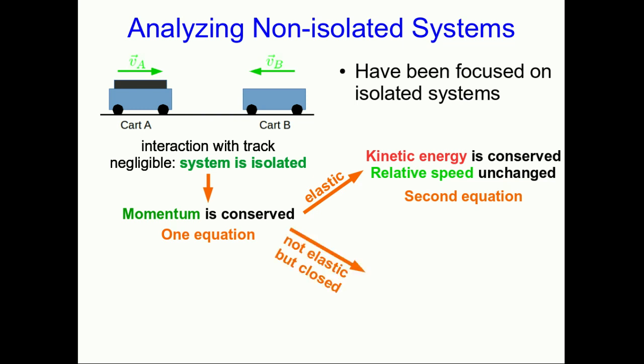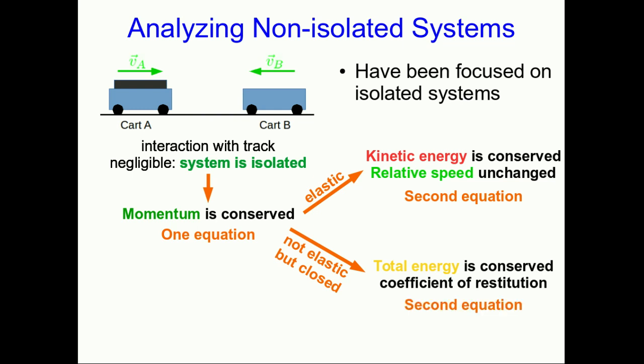Alternatively, if it isn't elastic, but it's closed, and we know something about how the internal energy changes, then we can use the fact that the total energy is conserved, or alternatively, if we know the coefficient of restitution, we can use that, and either way, again, we have a second equation. And we like equations. We can solve for unknowns using them.